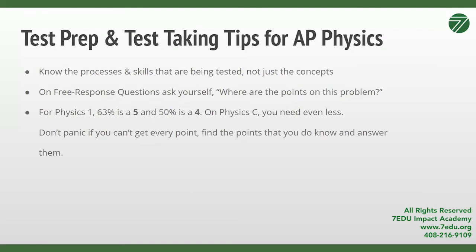When you're going through free response questions, ask yourself, where are the points for this problem? Even if I don't know how to solve it, what equations, what knowledge that I can put down on the paper would earn me a few points. For physics 1, you only need 63% to get a 5 on the test, and you only need 50% to get a 4. And then actually in physics C, you need even less points than that.